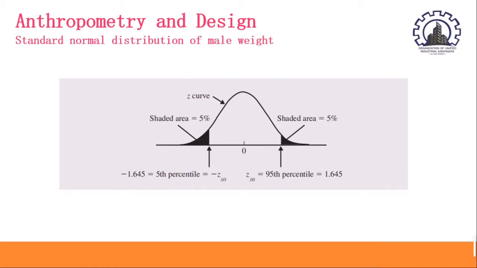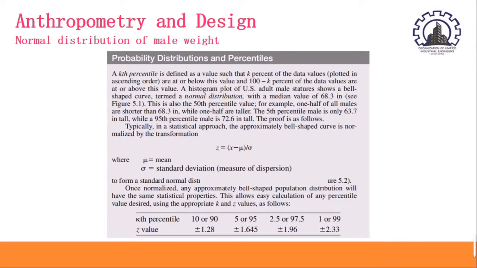Now, shown is a standard normal distribution of male weight, where the 5th percentile or the negative Z score is at the left side and the positive Z score or the 95th percentile is at the right side. Z score or standard score technically measures how many standard deviations below or above the population mean a raw score is. An example is as shown. A kth percentile is defined as a value such that k% of the data values, when plotted in ascending order, are at or below this value, and 100 minus k% of the values are at or above this value.